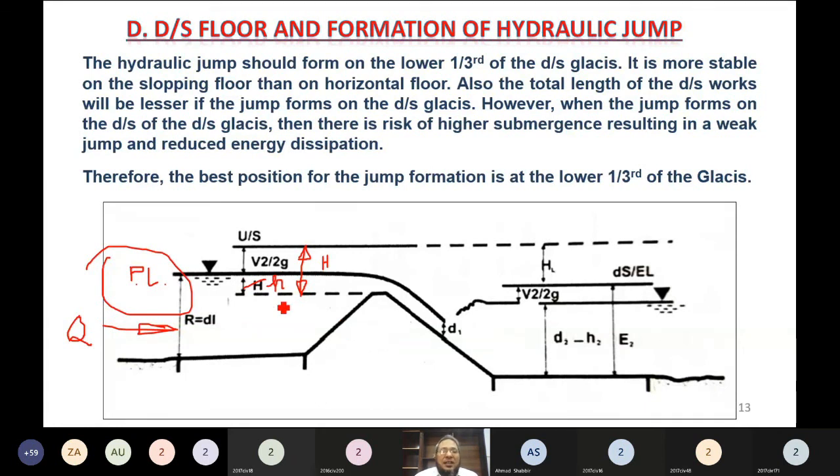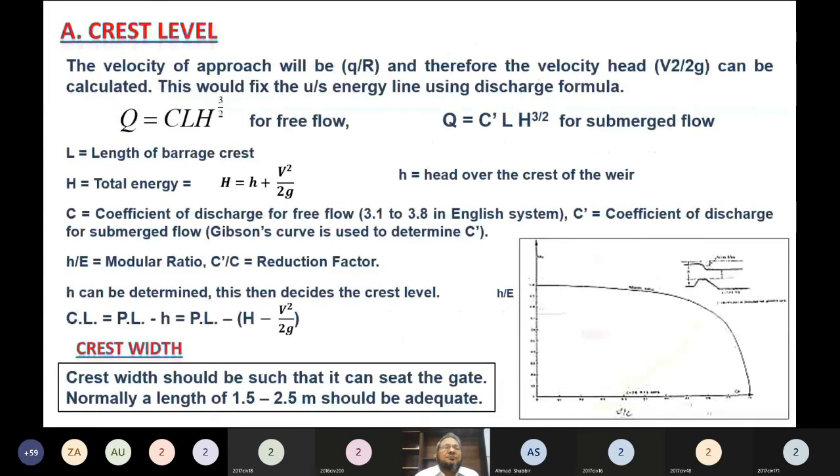So it means I can find H, and if I have the value of small h, then how I can fix the level of the crest? I know the pond level. So pond level minus H would be the level of the crest of the weir. So this is how you can fix the crest level.